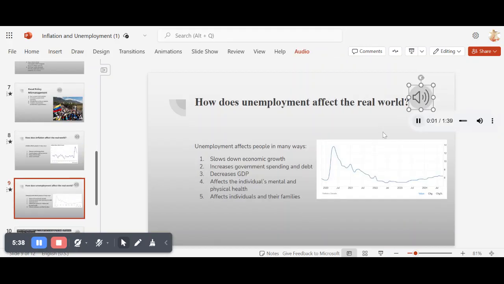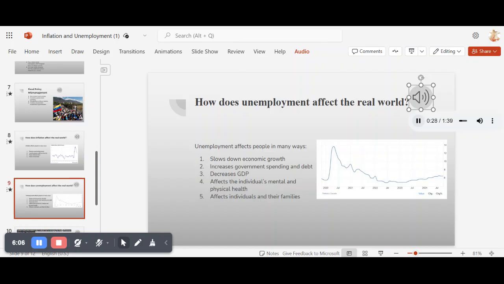How does unemployment affect the real world? Well, unemployment slows down economic growth, increases government spending and debt, reduces GDP, and causes individuals and their families to face mental health and physical health challenges. When people are unemployed, this slows down the economy because they are not part of the labor force, and it lowers the production of goods or services.